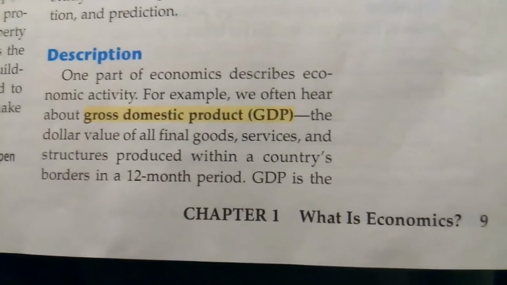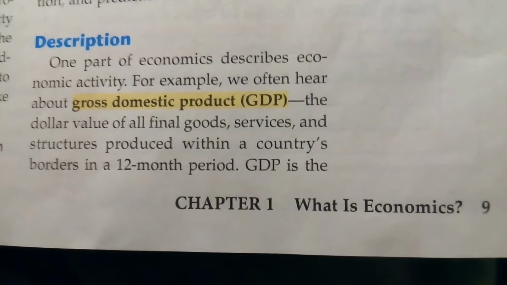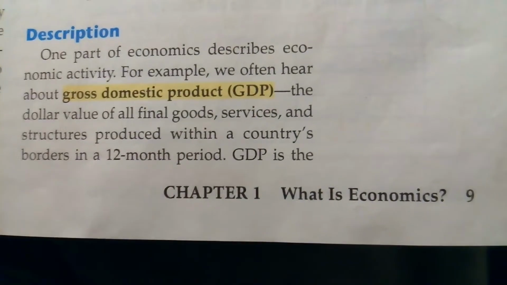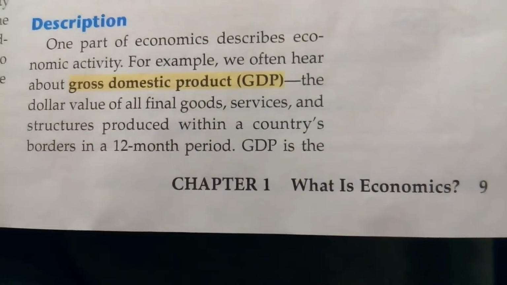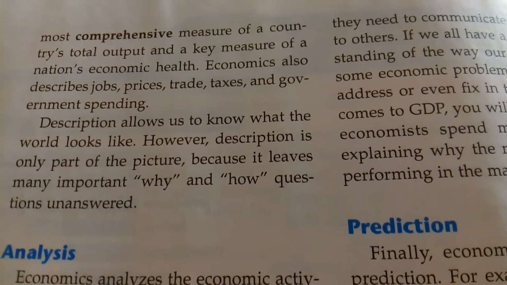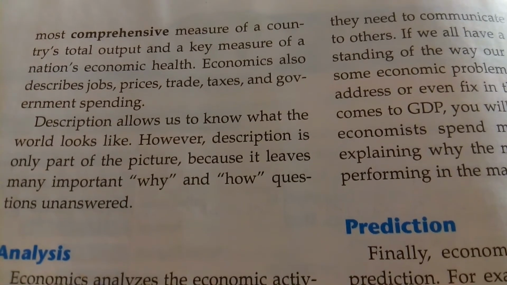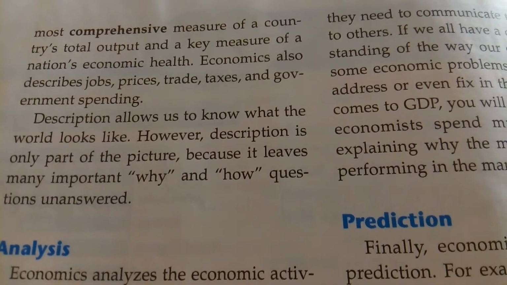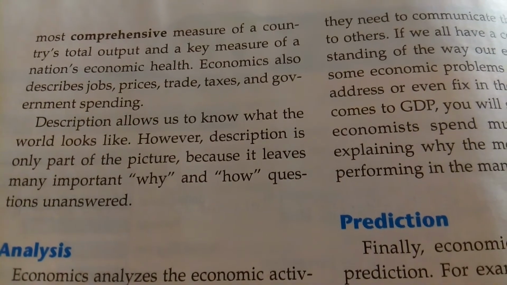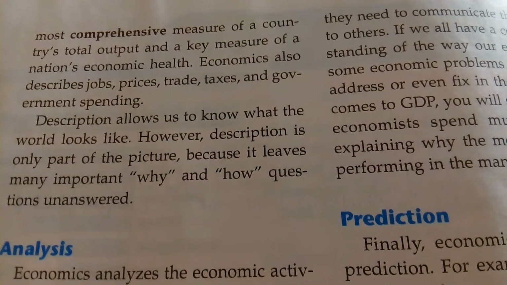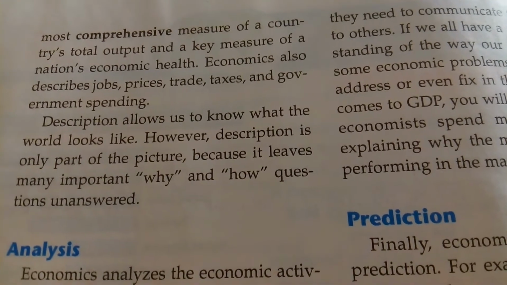Description. One part of economics describes economic activity. For example, we often hear about the gross domestic product, the dollar value of the final goods, services, and structures produced within a country's borders in a 12-month period. GDP is the most comprehensive measure of a country's total output and the key measure of a nation's economic health. Economics also describes jobs, prices, trade, taxes, and government spending. Description allows us to know what the world looks like. However, description is only part of the picture because it leaves many important why and how questions unanswered.